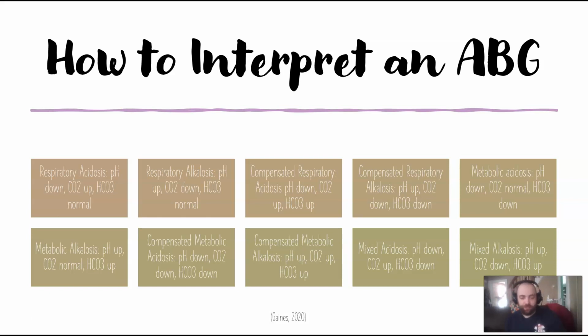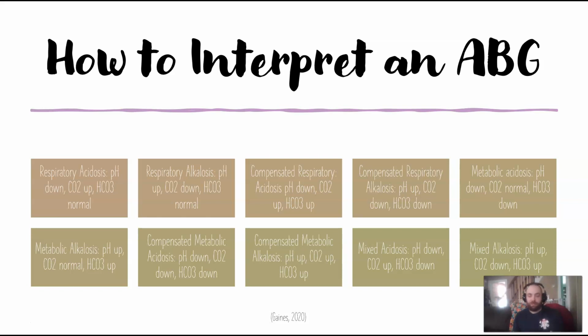So in a compensated metabolic acidosis, your pH will be down, your CO2 is going to be down, and your bicarbonate levels are going to be down. When a person's trying to compensate for metabolic acidosis, they're going to be huffing and puffing and trying to blow off that CO2 to counterbalance the low levels of bicarb.